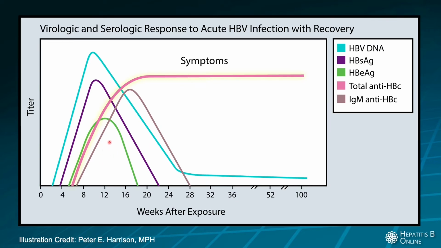The core antibody here in pink is one of the first antibodies to show up in an individual infected by the virus. This remains detectable in the blood in the vast majority of individuals, indefinitely for the remainder of their lives.